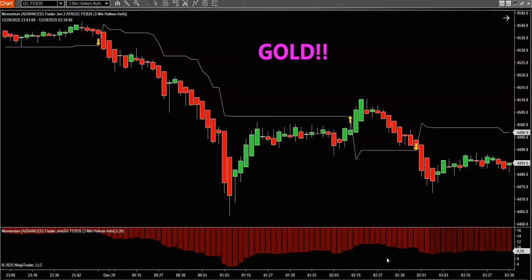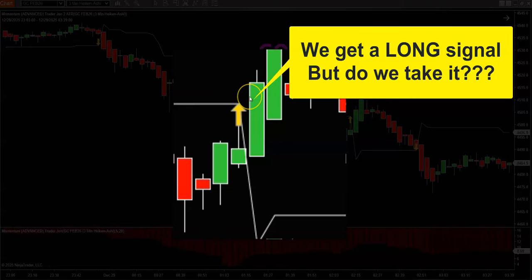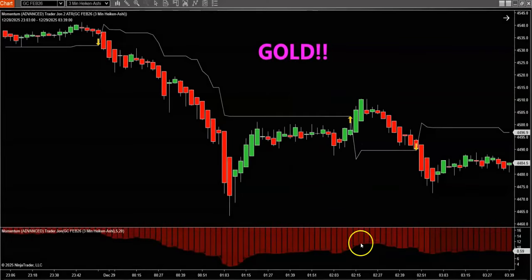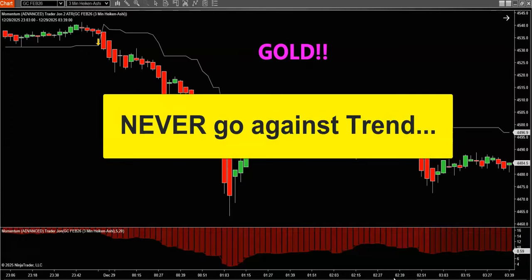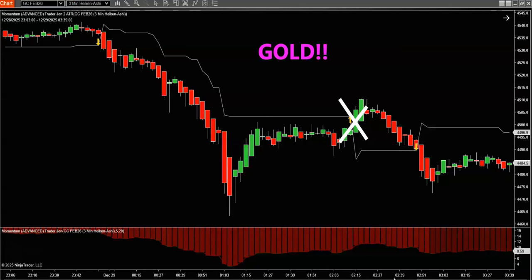Think about that. Let's keep this train moving. Can you see right over here? All right, I'll zoom in here for you. Can you see we have an up arrow here representing a long signal? But if we zoom out, take a look at the momentum, right? Momentum is red. What does that mean? Well, look, guys and gals, we do not take any longs while the momentum is red, okay? End of story, end of discussion. And if there's only one thing you take away from this video, I hope that it's never ever trade against the trend. That is most likely the reason you got your ass handed to you in 2025, so please do something different in 2026. Let's keep this train moving here.